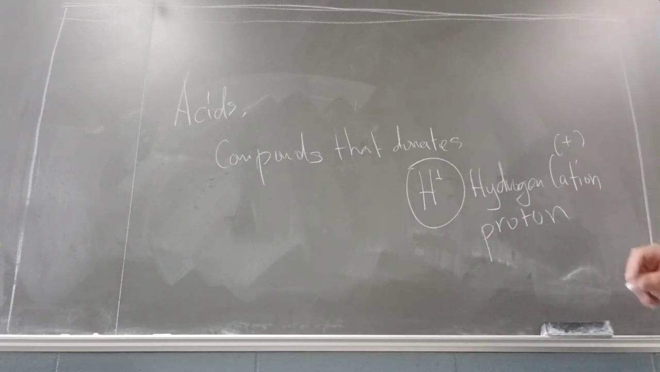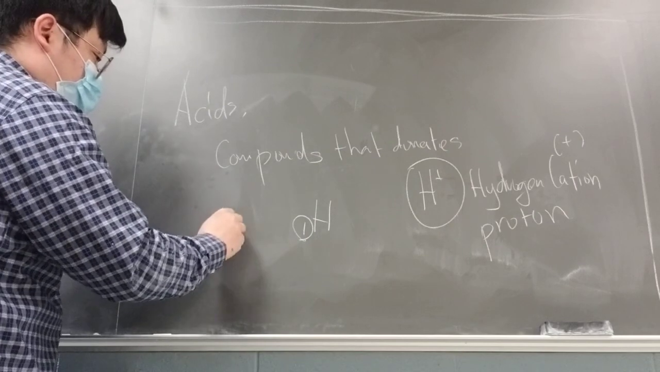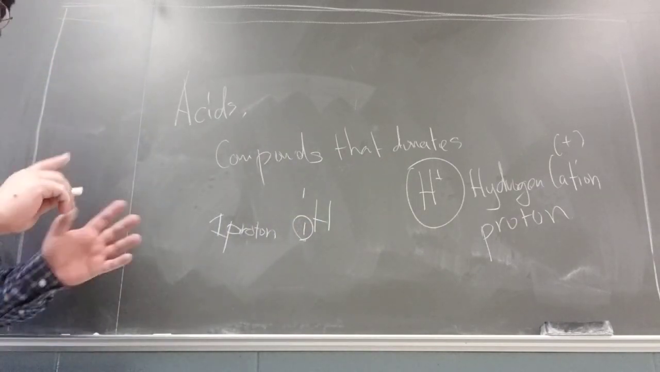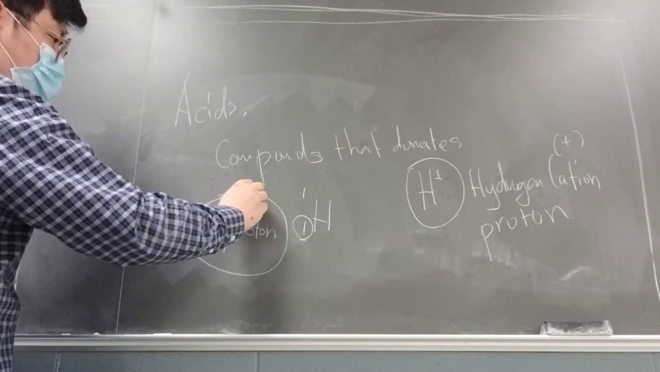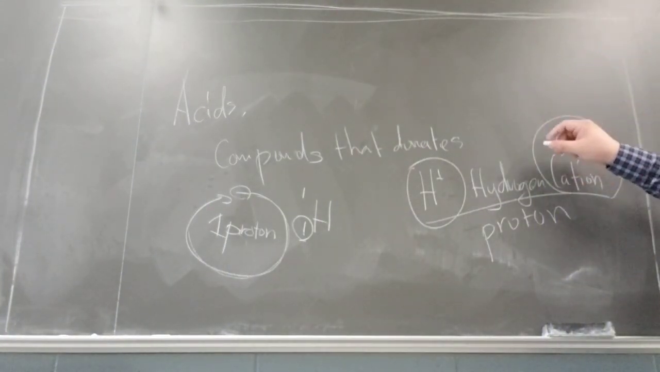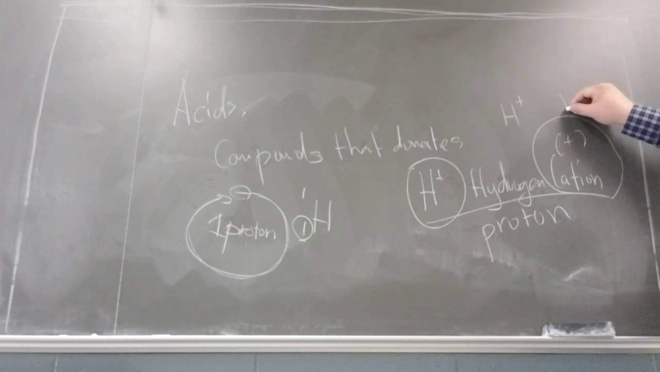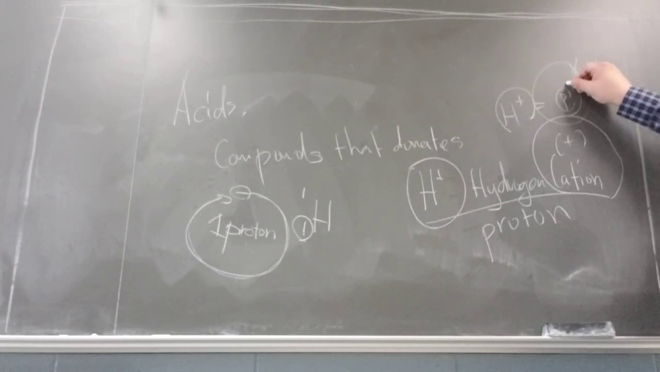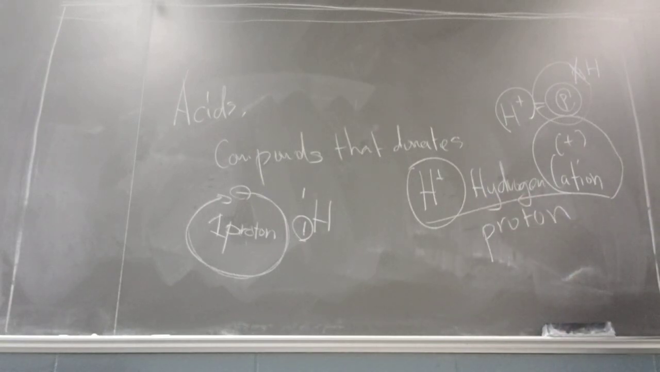Either way is fine, because if you look at hydrogen, its atomic number is one, meaning it has one proton. If you look at the nucleus of hydrogen, it's just one proton, because the atomic mass of hydrogen is also one, so there's no neutron. There's just one proton, with one electron moving around it. That's hydrogen. But hydrogen cation means it's positively charged, meaning it has lost one electron. So there's only one proton left, the same as just one proton. So the acid simply means any compound that donates this proton, or hydrogen cation. That's the acid.